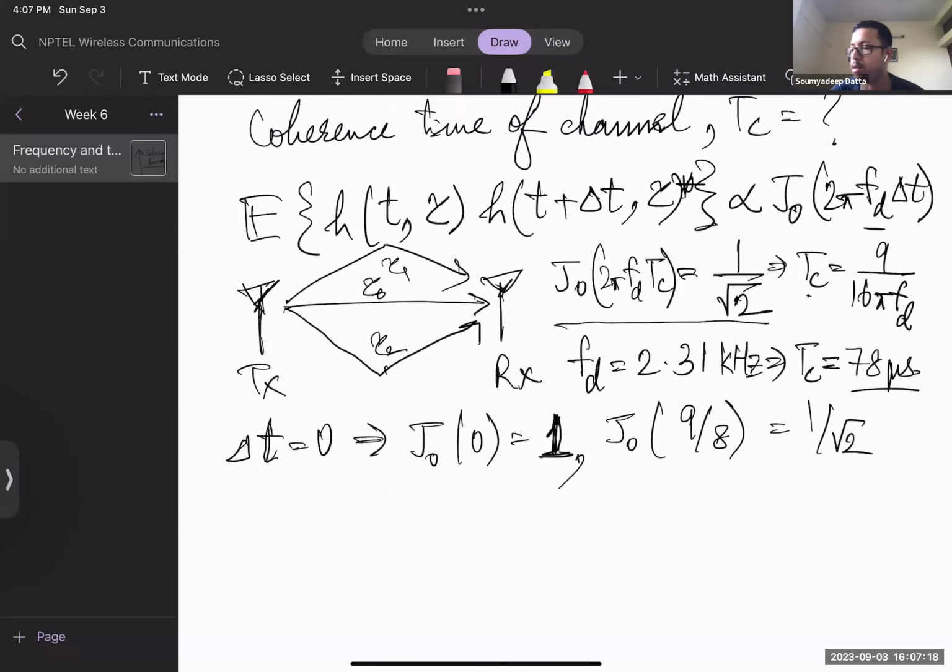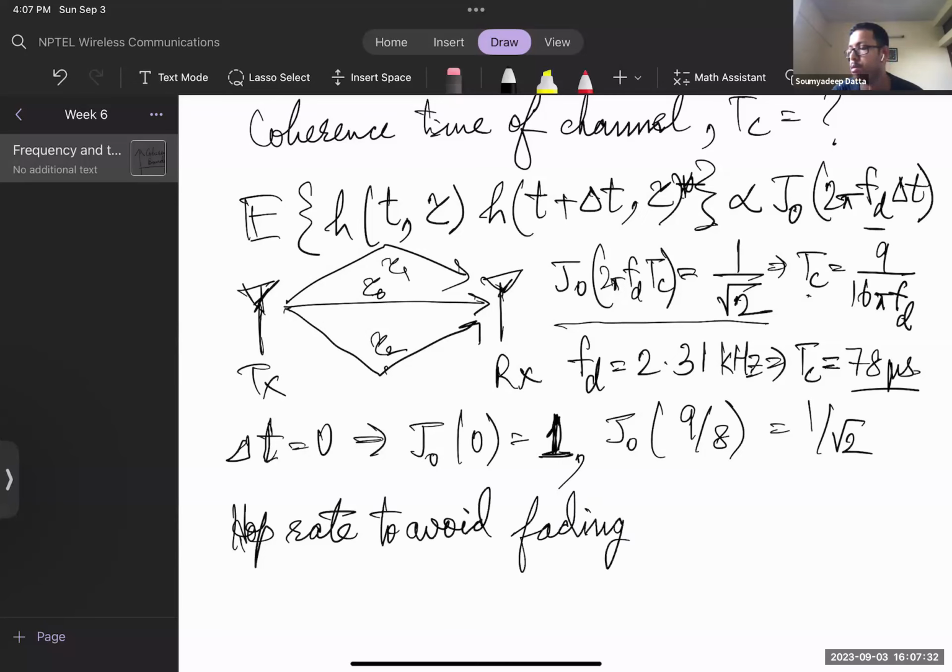If this is clear, then another question that comes up is hop rate, the hop rate to avoid fading. In a GSM system, you try to hop between different frequencies. If your channel fluctuates, you move to a different frequency band and hope that the channel will be good. So what should be the hop rate, the number of times per second that you will switch from one frequency to another for this channel?